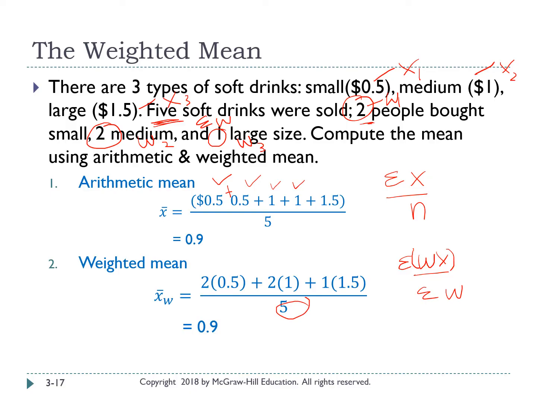So based on this working, can you tell the difference between arithmetic mean and weighted mean? If you look at the answer, they are exactly the same. But if you look at the working, they have different formulas. So you're going to have different working, even though your answer will be the same. Make sure that you know how to differentiate between the formulas.